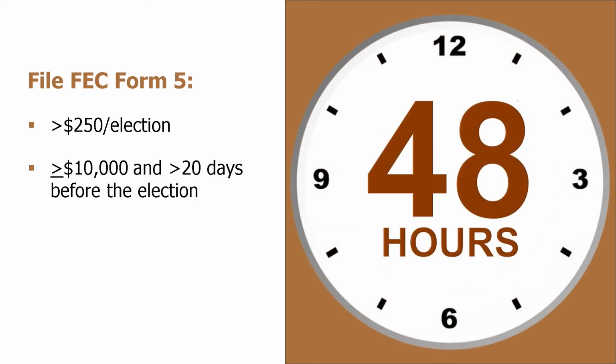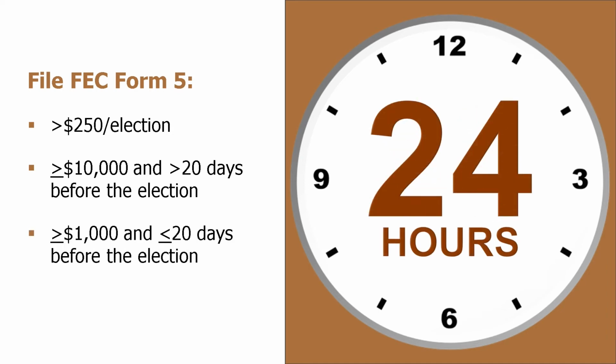However, if your independent expenditure is made more than 20 days before an election and totals $10,000 or more, you'll need to disclose it within 48 hours. Closer to the election, 24-hour reports are required for independent expenditures of $1,000 or more.